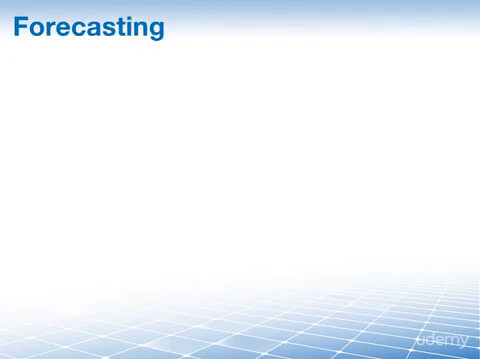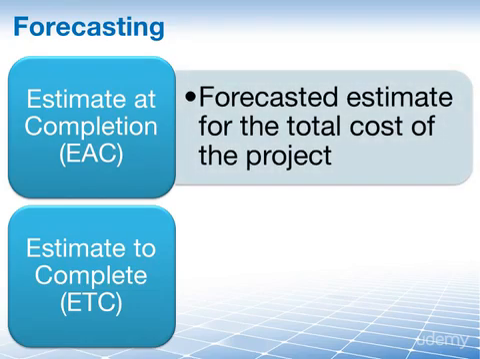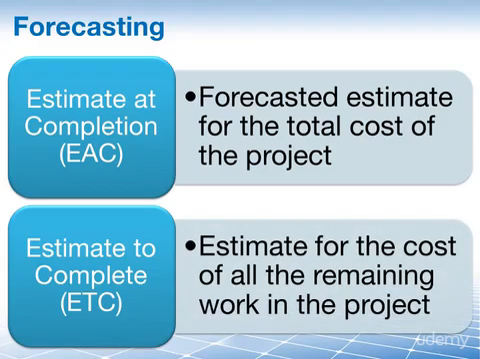Let's go back to our first and second question. Both of these are focused on project costs, and they relate to 2 earned value management terms, which are estimate at completion and estimate to complete, respectively. The estimate at completion, or EAC, is today's forecasted estimate for the total cost of the project for when it is done. This one answers the question, what's the expected total cost of finishing the project? The estimate to complete, or ETC, is today's estimate for the cost of all the work that remains to be done in the project to get it to completion. It answers the question, what's the expected cost to complete the remaining project work?